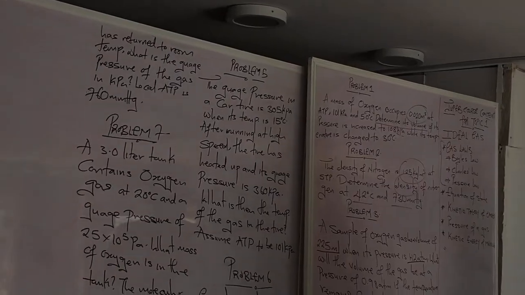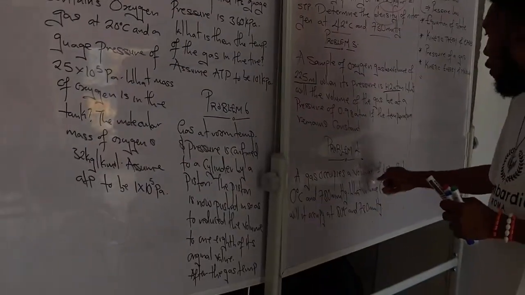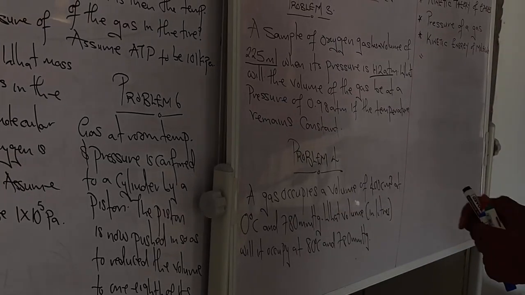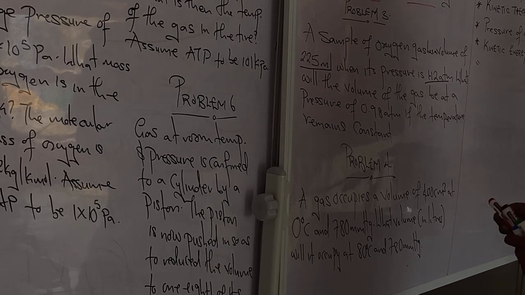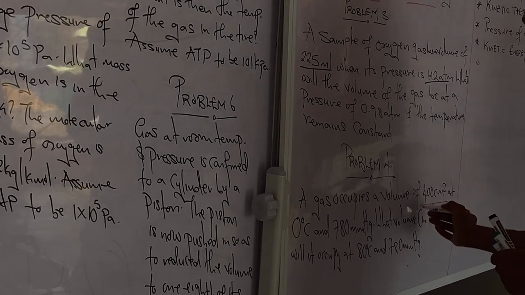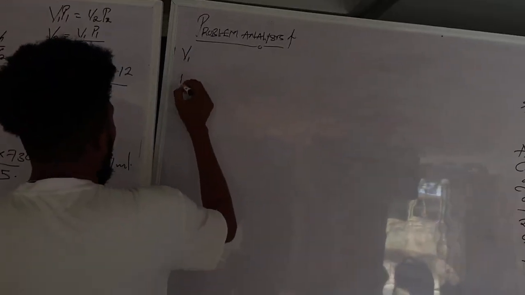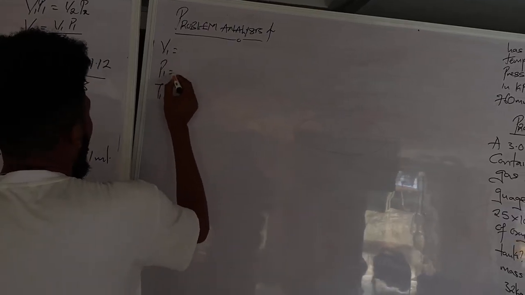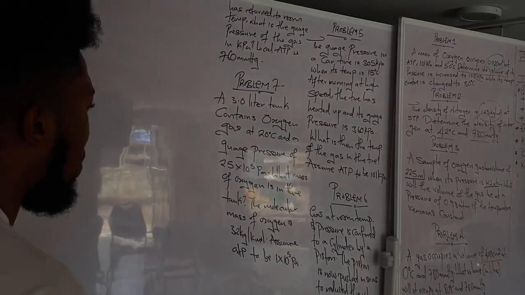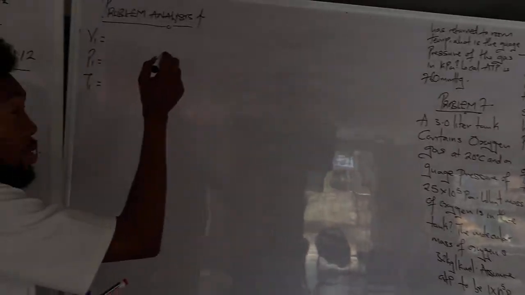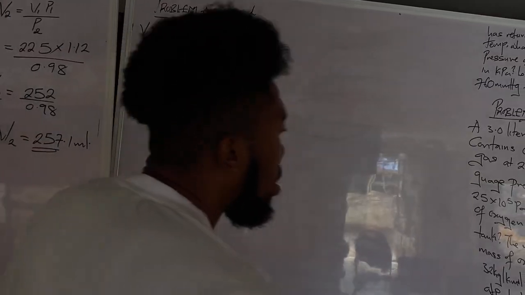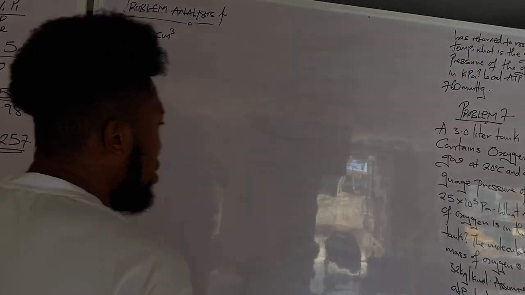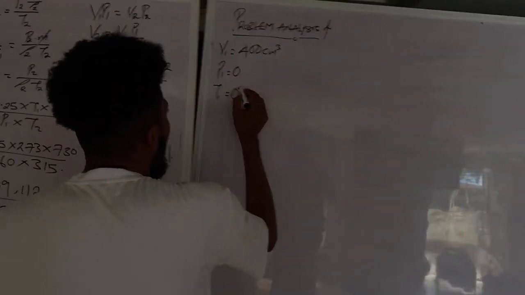All right, so we have here that a gas occupies a volume of 400 centimeter cube at 0 degrees Celsius and 780 millimeter mercury. So I have here V1, P1, T1; they give us the 3 parameters. The gas occupies a volume of 400 centimeter cube, so I'm working with centimeter cube here. Then we have a temperature of 0 degrees Celsius.